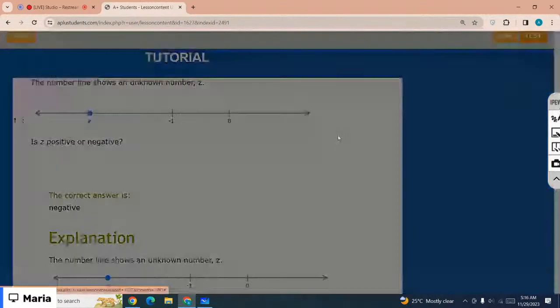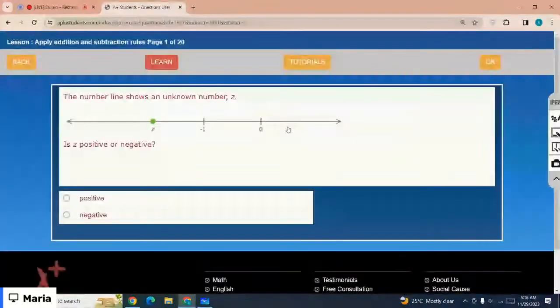Let's just start with the test questions. Okay, the number line shows an unknown number z. Is z positive or negative? Which is the correct option?